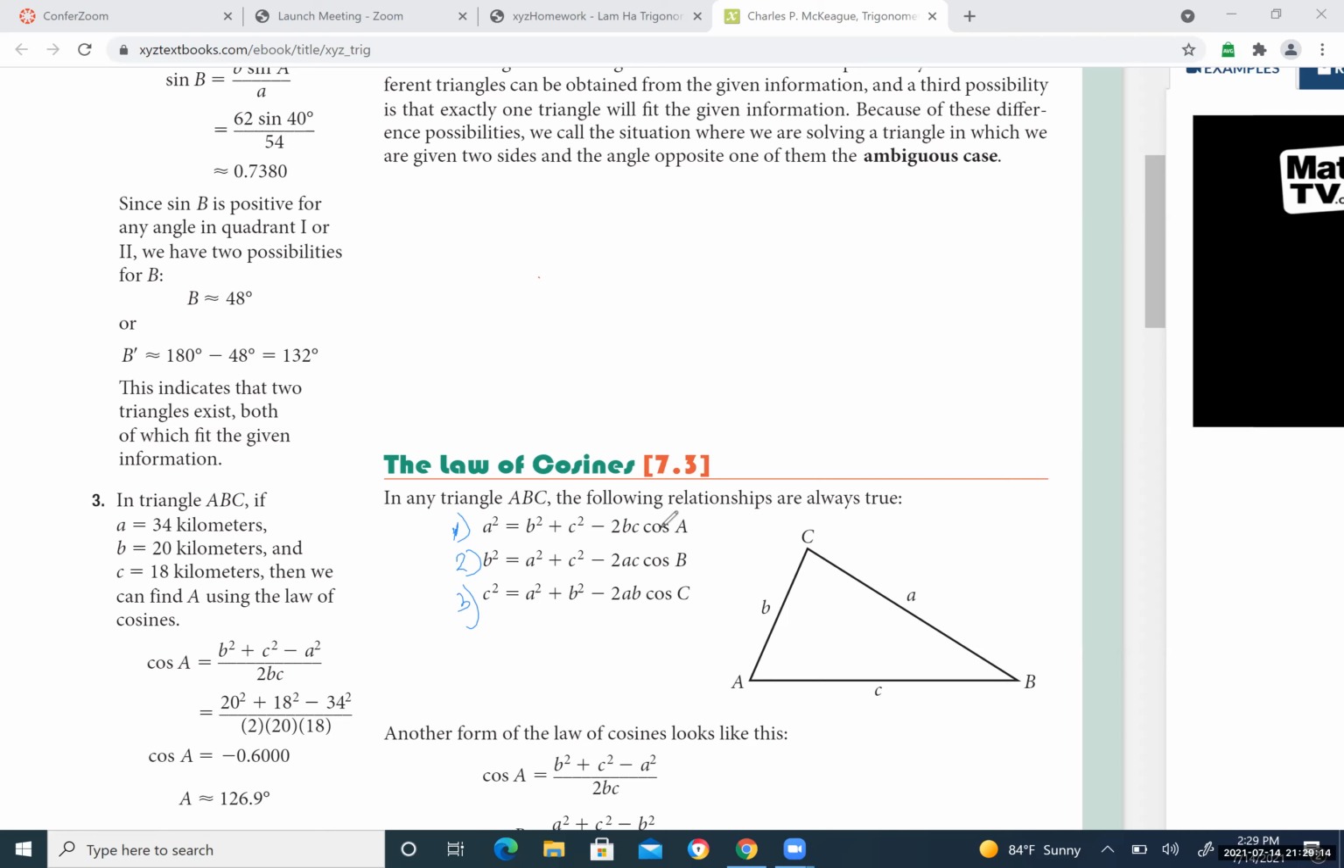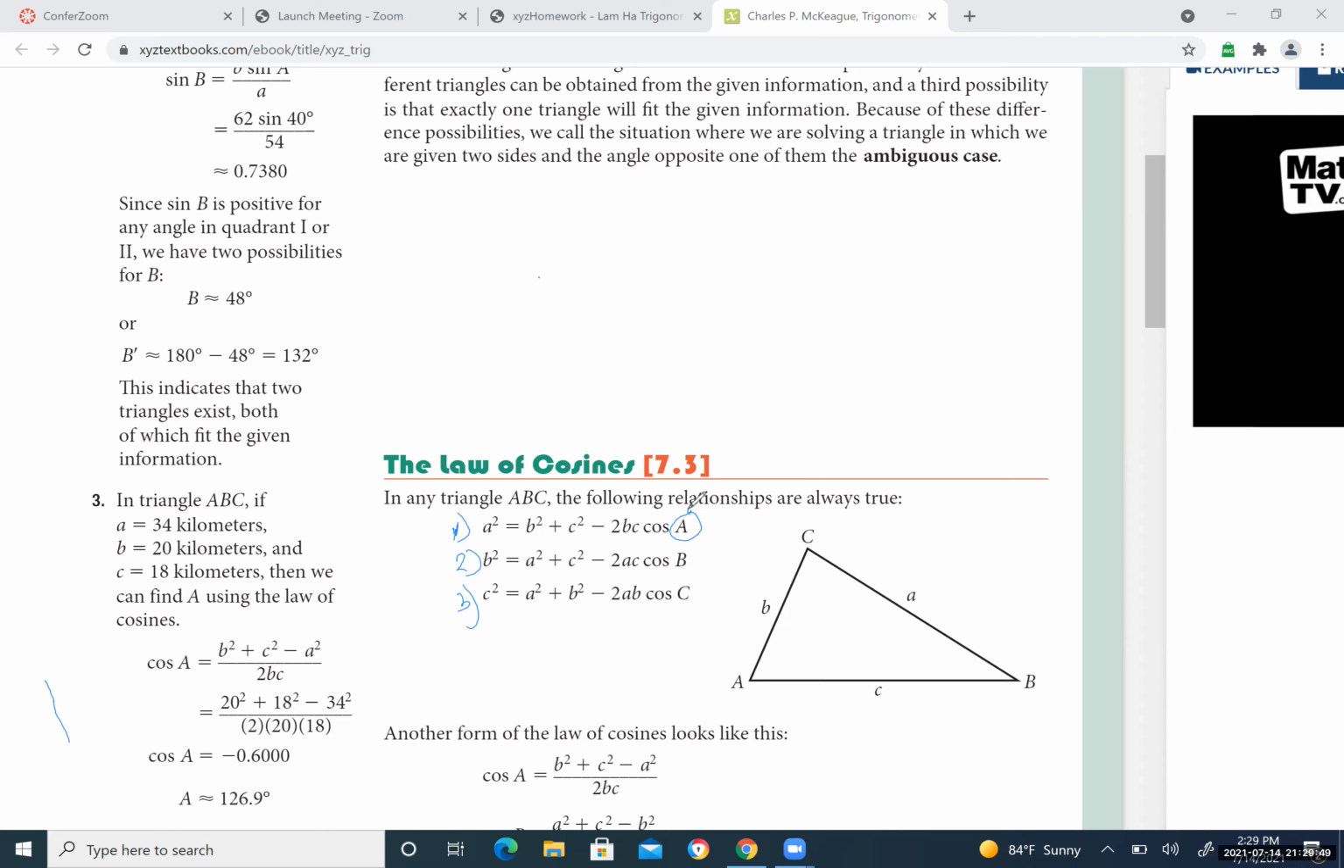So usually they will provide you angle A, then you use the law of cosines to figure it out. The example would be on the left side. We have side A, side B, side C. We have everything. So what do they ask? Then we can find A using the law of cosines. They provide all of the sides for us except the angle A.